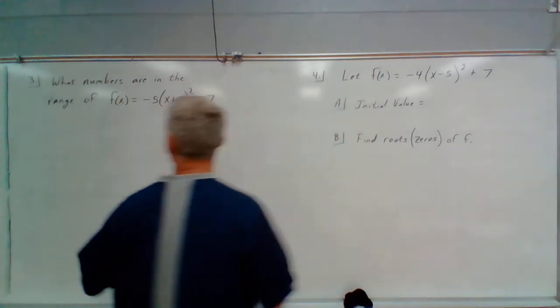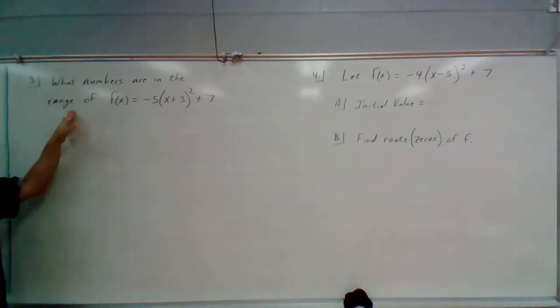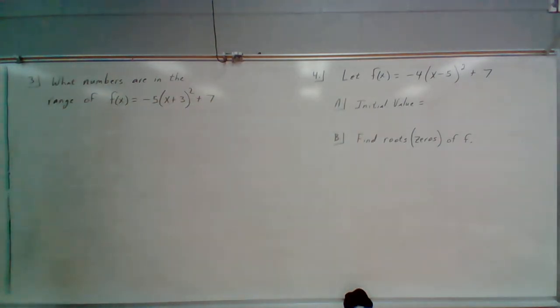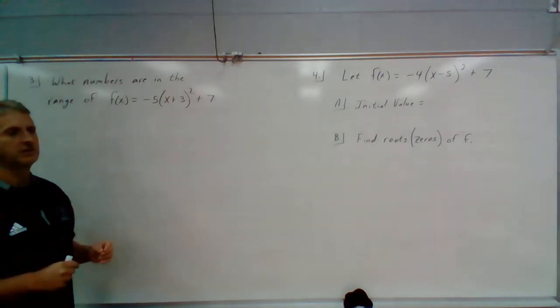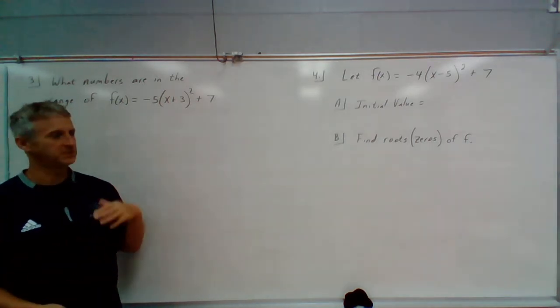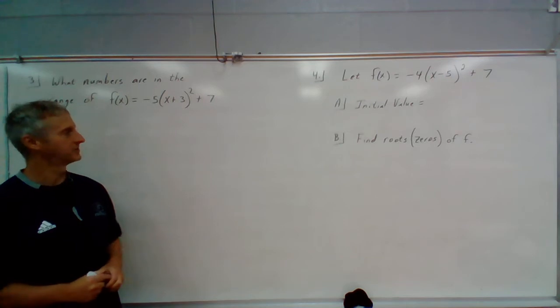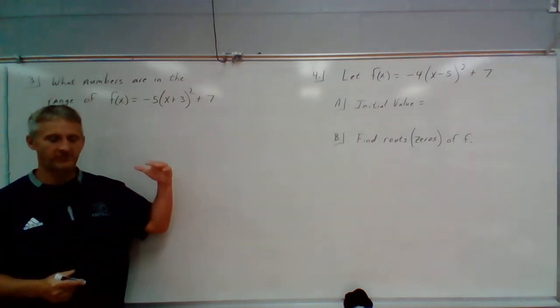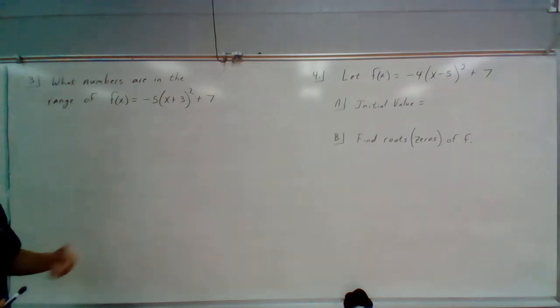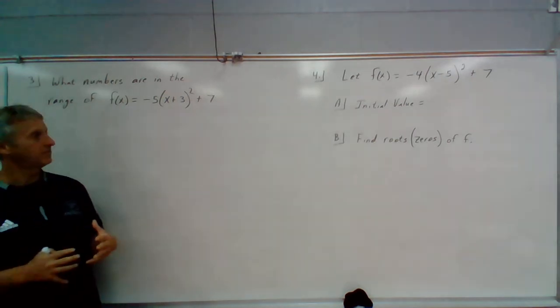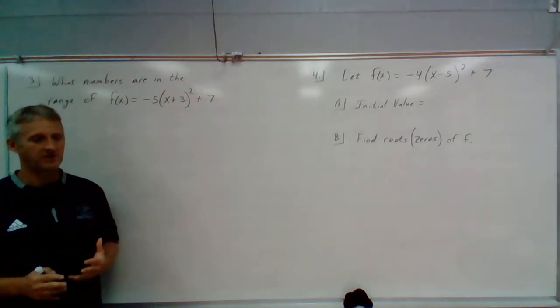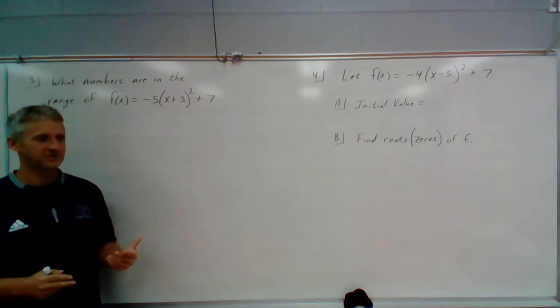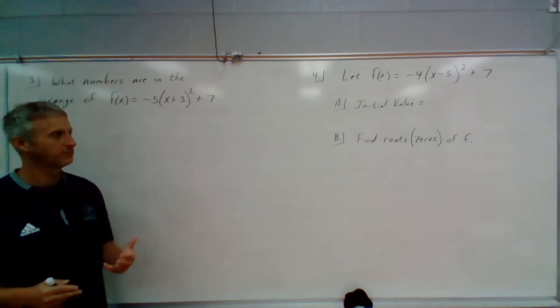All right, so what numbers are in the range of this function? Remember, range is the set of numbers that the function spits out. It's the output of the function. The range is graphed on the vertical axis. Domain is on the horizontal axis. So I want to know the numbers in the range. Again, I don't tell you to make a graph, but if you had a graph of this function, it would be really easy to see what the range is.